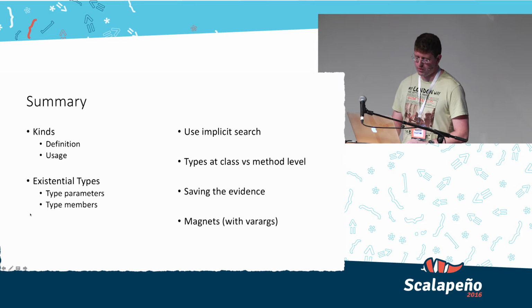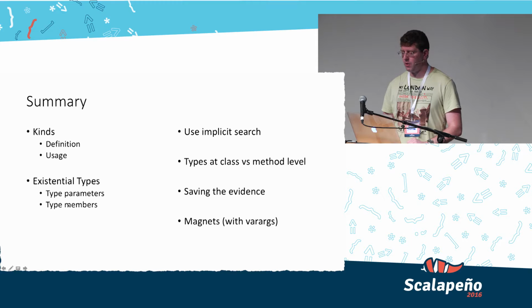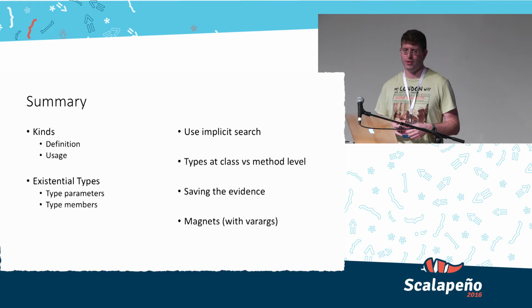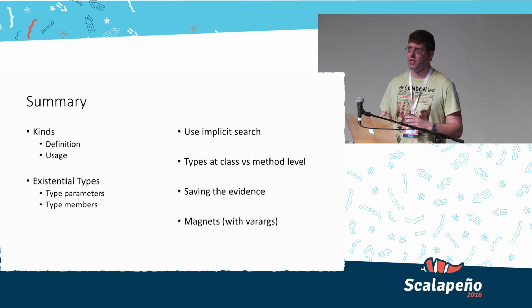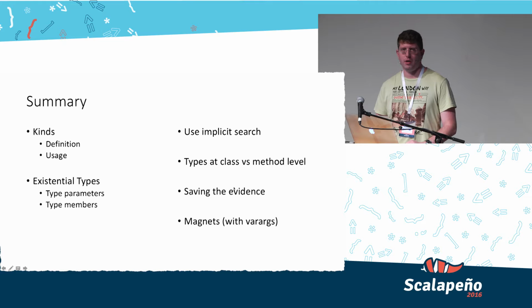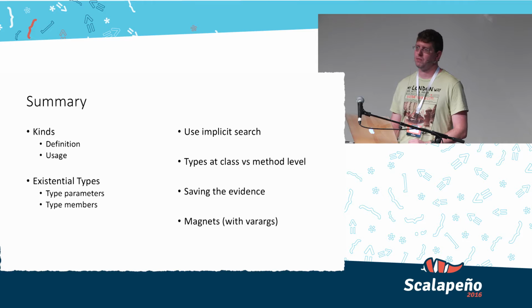And we've talked a little bit about existential quantification, both with type parameters and type members. We've talked about how we can use implicit search, and specifically how to use implicit search to allow the compiler to really define what's legal and not legal. We've shown how we can change behavior by moving types from the class definition to method definitions. We've talked a little bit about how saving the evidence can allow some interesting things like this slicing. And the last thing is we've also talked about magnets, specifically here we showed it with the varargs, and how it allows us to do nicer APIs. And I think that's about it. So I'm open to any questions now.